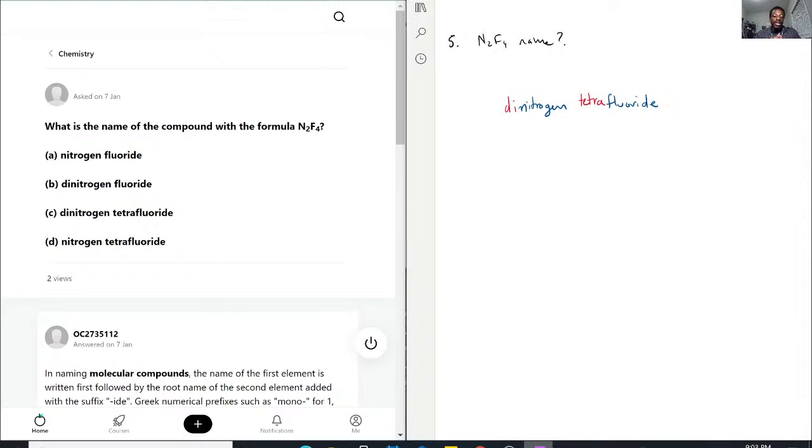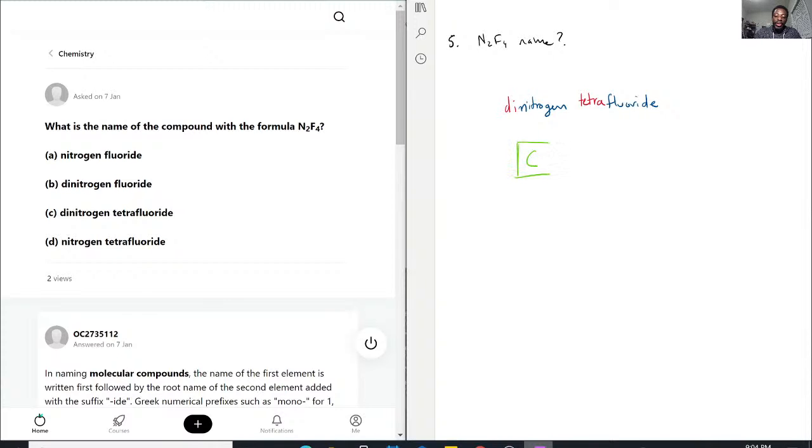So that being said, let's see what we have. A is just nitrogen fluoride, not enough information. B, dinitrogen fluoride, close, but we need to still state the amount of fluorides we have. C, dinitrogen tetrafluoride, that is what we're looking for.